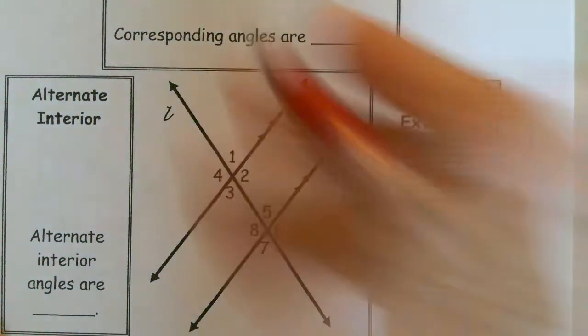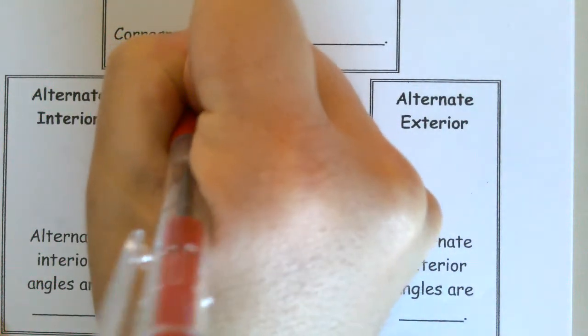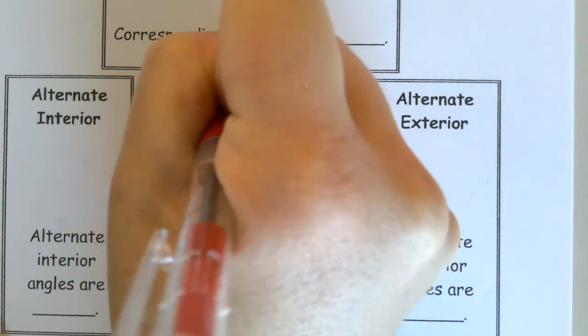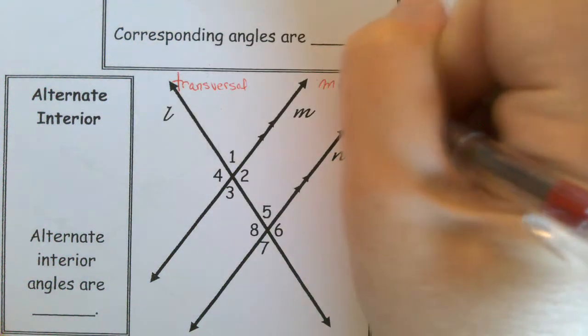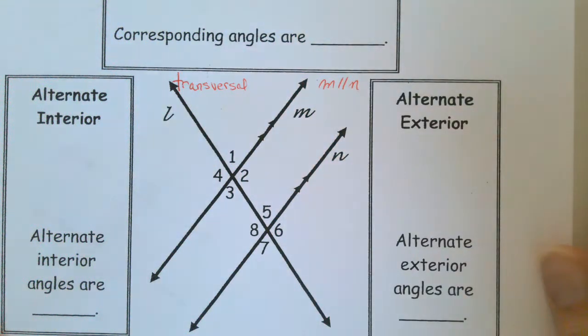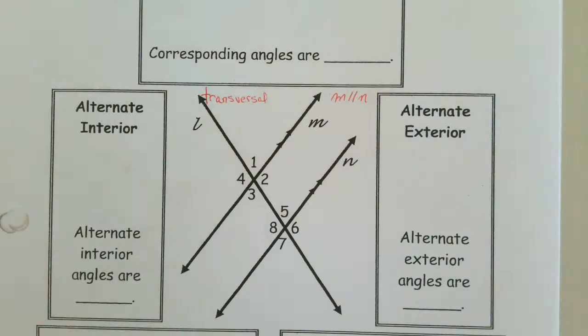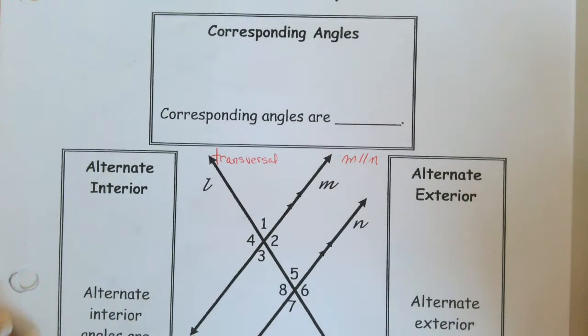So I'm going to remind you of that. I'm going to write that in here. Transversal. All right. And then line M is parallel to line N. Now, we have a lot of angle relationships to talk about, so let's get started.